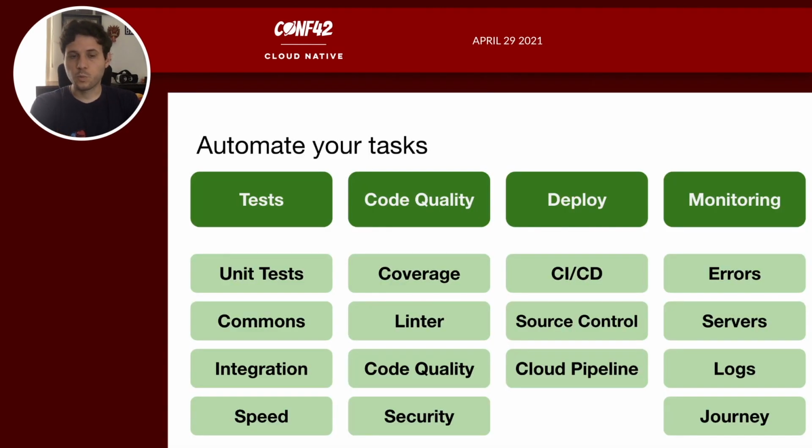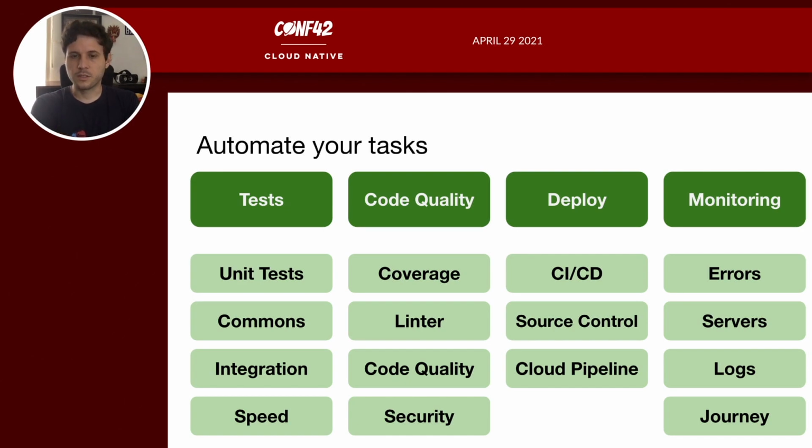When you're done automating, what should you worry about? On your tests, you should worry about your unit tests. You should worry about the things that are in common across your tests, so you don't have to rewrite them every time and you can maintain them better. Integration tests, not only internal, but external as well, so that when some external tool changes, you know if it broke something. And about speed: if your tests take too much time to run, you avoid running them.